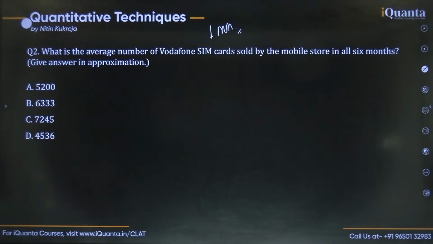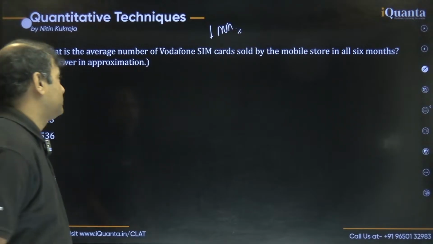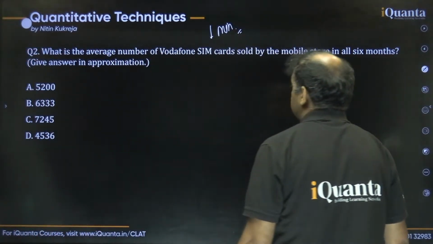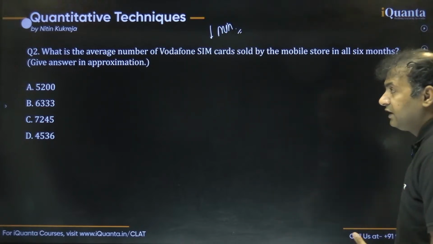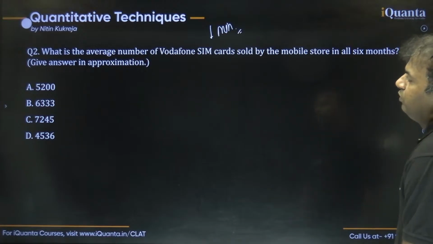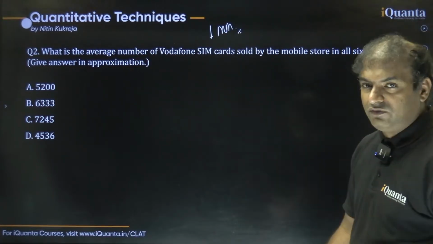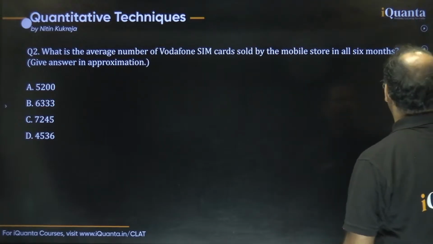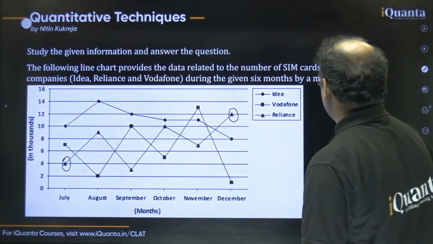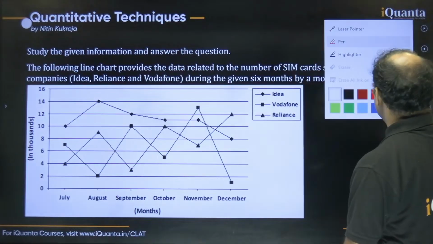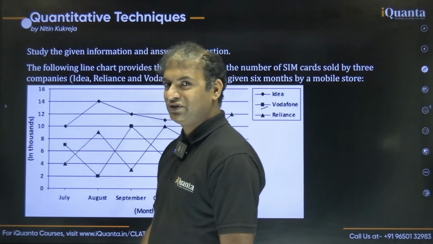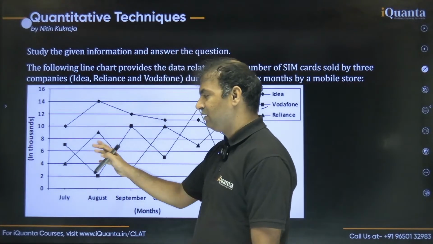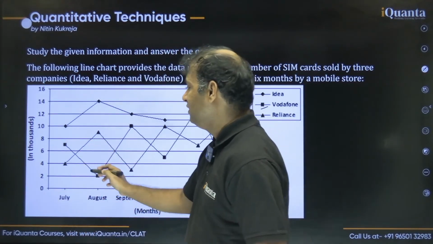Alright guys, it's not that difficult. I was expecting a lot of answers, you know. Okay guys, the question says, what is the average number of Vodafone SIMs sold by the mobile store in all the 6 months? We need to find the average of the number of Vodafone SIMs sold. So how can we do that? See, this is question number 2 about Vodafone. Vodafone is represented with the square. You can see that. So look at the number of SIMs sold by the company which is represented by the square, means this.